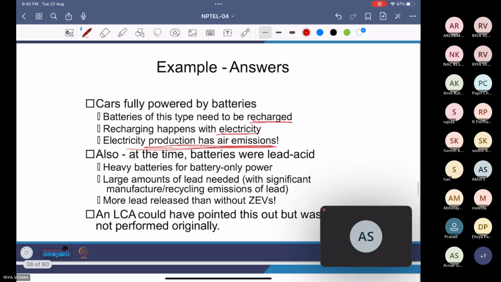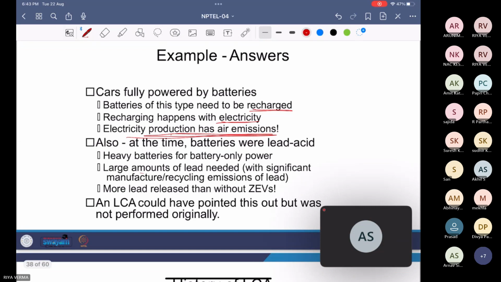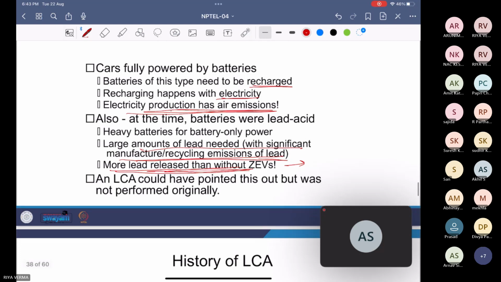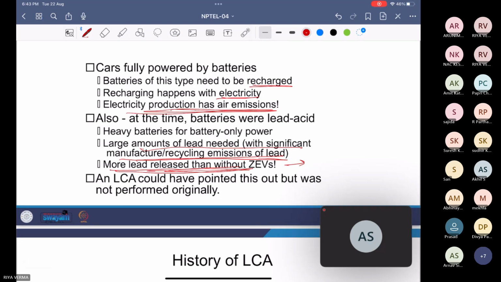A large amount of lead is needed for the manufacturing, and there are recycling emissions of lead. Compared to the scenario when no zero emission vehicle was there, more lead was getting released. So this was also a problem. An LCA could have pointed this out very clearly, but earlier, since we didn't have this LCA methodology, that is why this policy failed.